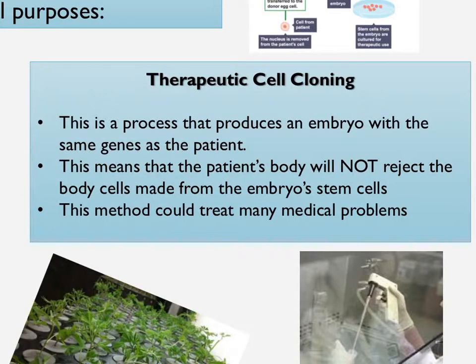An area of interest for research at this moment in time is called therapeutic cell cloning. So this is a process that produces an embryo with the same genes as the patient. So they take an adult stem cell and make it behave like an embryo. So this means that the patient's body will not reject the body cells made from the embryo stem cells. This method could treat many medical problems.